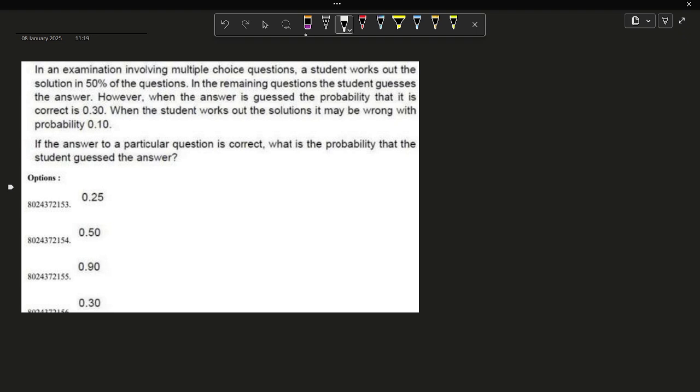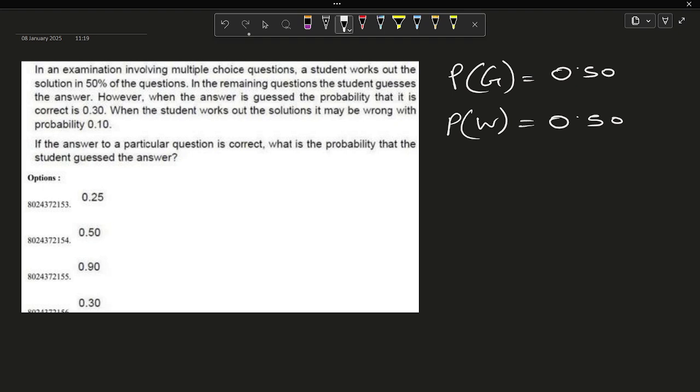So we have to think how to do that. The given data is what? The probability that the student guesses the answer, let us call it PG, is 0.50. The probability that the student works out the solution, PW, is also 0.50, because they are half and half of the questions.